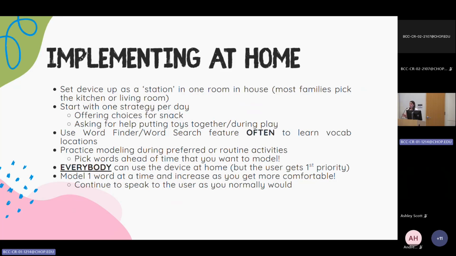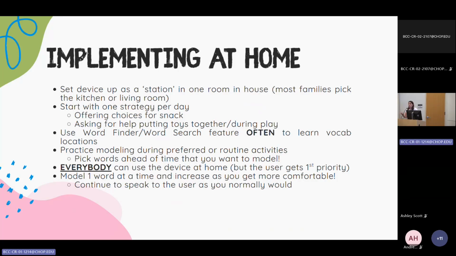Another thing I think families don't use a ton of is the word finder or word search feature. Every single communication device has a word search feature. Some are a little harder to find than others, but typically that word search feature will highlight the word that you're looking for. And then it's a nice little sequence that either you can follow or your kid can follow to access the icon that you're looking for. So I say, learn where that button is, live by that button, because that's how you guys are going to learn the system better than the kids are.